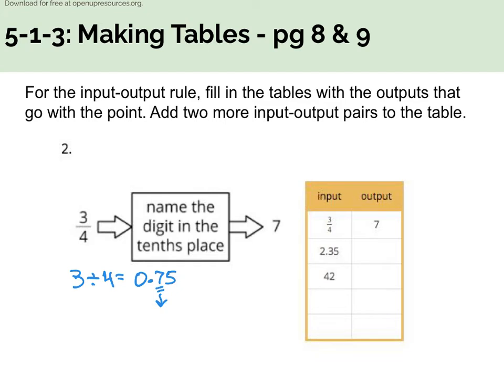So go ahead and pause, answer the 2.35 and the 42. Pause and then come back to me. So again, we're looking for the 10th position. So 2.35, our 10th position is 3. Let's look at 42. 42 is a whole number, but we can also write it as 42.0. So what is in the 10th position? 0. And then the last 2 parts of this table, I don't know which numbers you did, so I'm not going to go over this. I'm going to go to number 3.